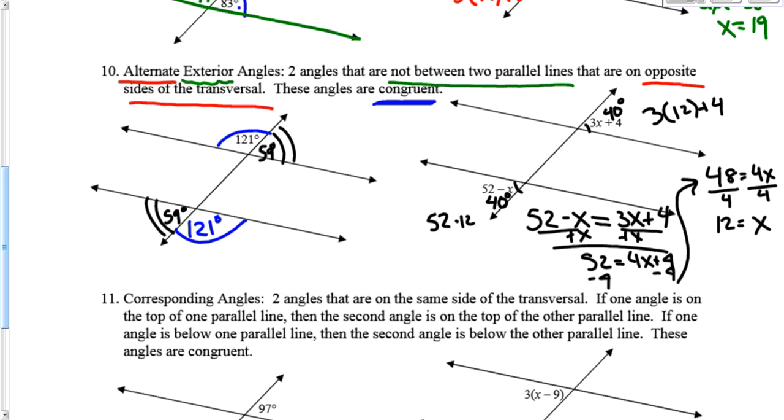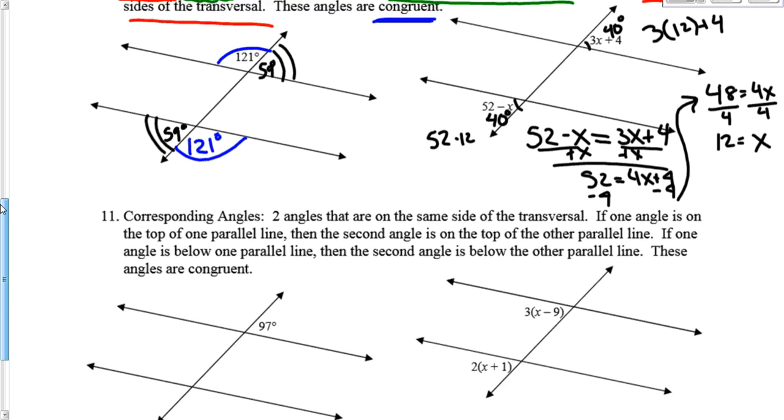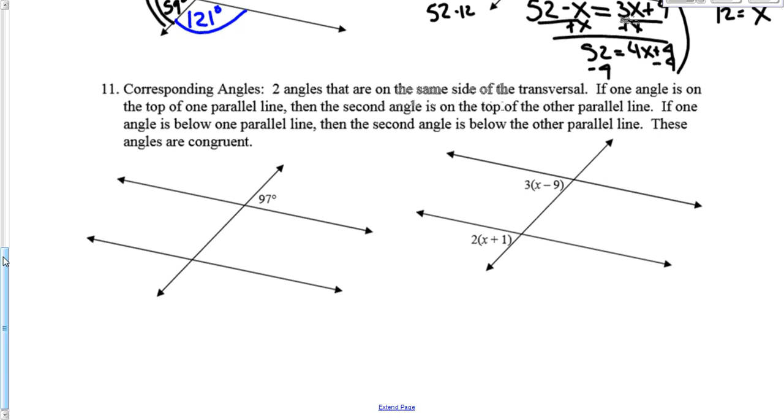All right, the last angle relationship we will look at for today is called corresponding angles. This one's a tad bit different. There are 2 angles that are on the same side of the transversal, okay, same side. And if one angle is in the top of one parallel line, then the second angle is on the top of the other parallel line. Meaning, here, this angle is on the right side of the transversal and it's on top of the parallel line. So its corresponding angle, buddy, will be right here. And they are congruent. So it is 97 degrees.